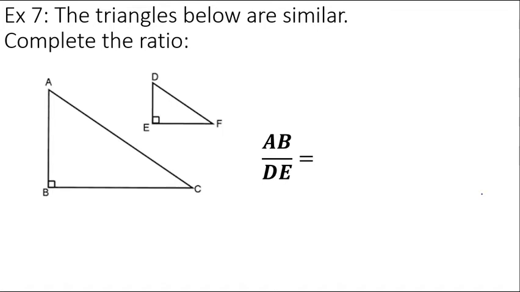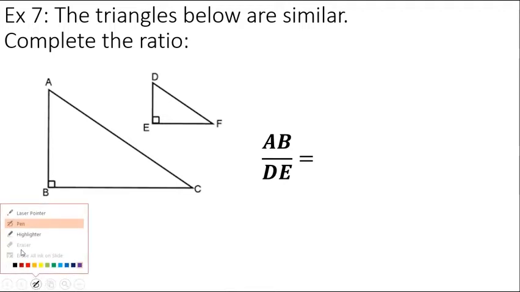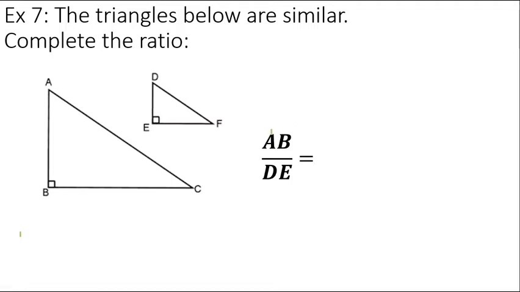Okay, so the triangles below are similar. Complete the ratio. Okay, so far we know that AB and DE are proportional. So AB is this one, DE is right here.